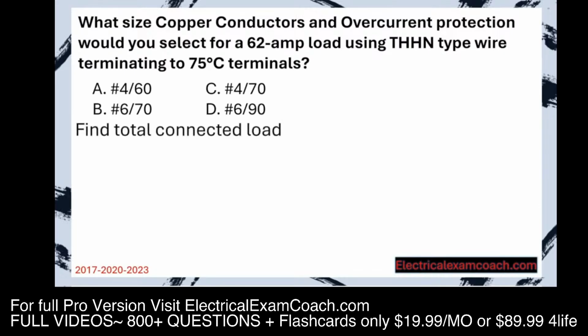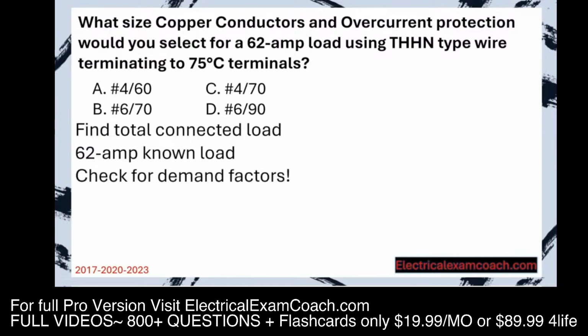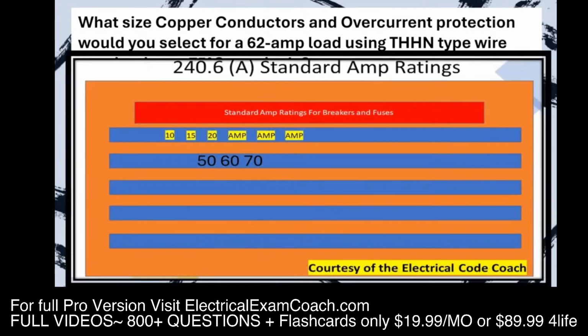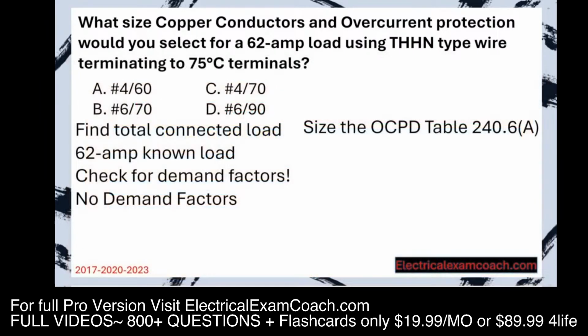Step 1, find our total connected load. In this case, it starts at 62 amps, but we must check for demand factors. With there being no special pieces of equipment mentioned or the fact that it's running for 3 or more hours, in this case, there are no demand factors. Now, we go ahead and size our overcurrent protective device. We head to our table with a 62 amp known load, and we're going to choose the next size up, which puts it on a 70.